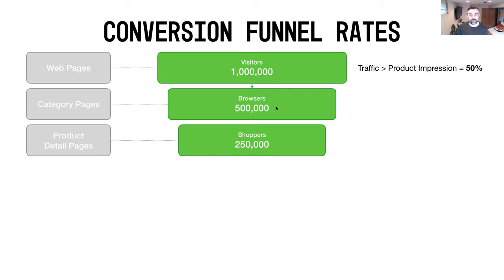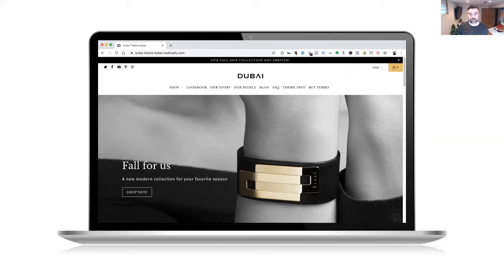And so if we look deeper into the funnel, we've got some browsers that are now turning into shoppers. How we measure that is what we call our product impression to product view conversion rate, which is 50%. So you notice I just moved this product impression in here to the product view, because now, as we saw in that example, I've actually viewed a specific product. I went and looked at this bracelet.